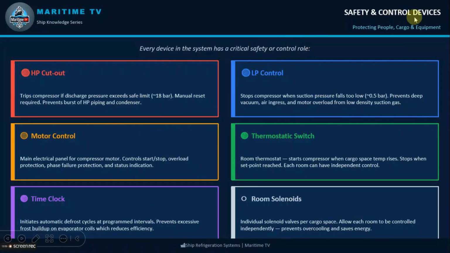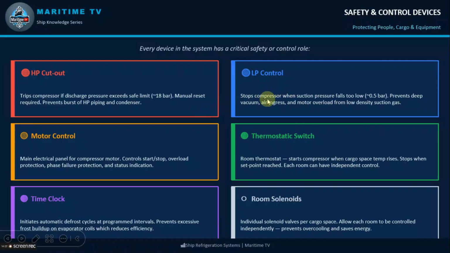So let's see safety in the control devices. It's protecting people, cargo, and equipment. Every device in the system has a critical safety or control role. We have this HP cutout. This trips the compressor if discharge pressure exceeds safety limits. That is 18 bar. Manual reset is required. This prevents bursts of HP pipes and condenser.